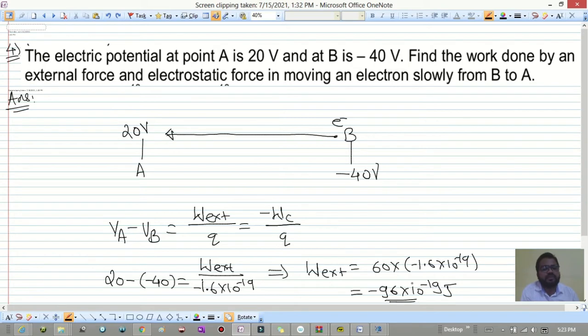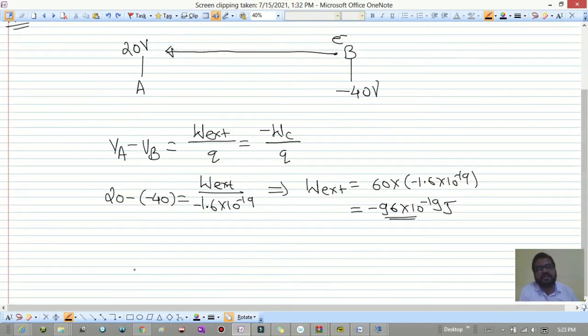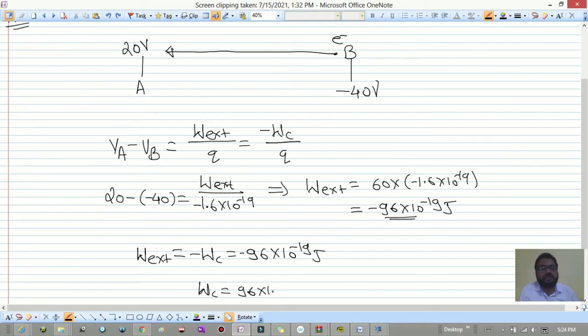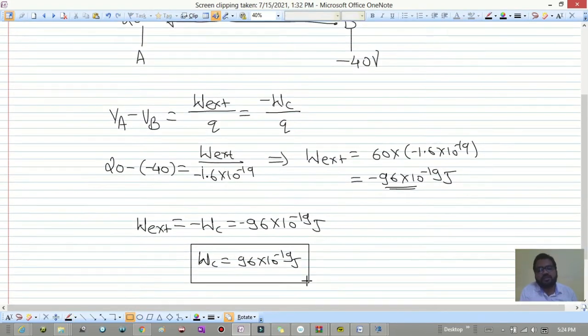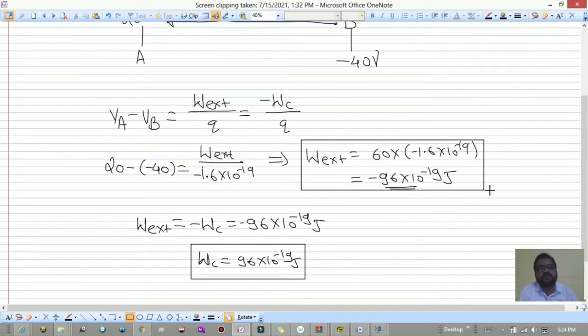This is the work done by external, and we know that work done by external and the work done by conservative are related with a negative sign. So the work done by conservative, if you want, it is minus of minus 96 into 10 to the power minus 19 joule. So work done by conservative, as you can see, is plus 96 into 10 to the power minus 19 joule. So this is the work done by conservative and this is the work done by external. I hope this is clear now.